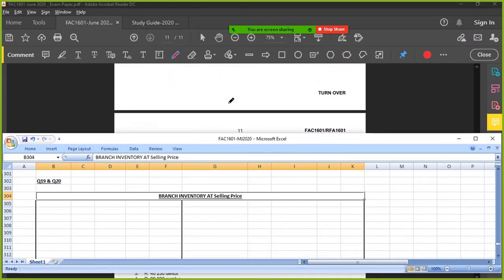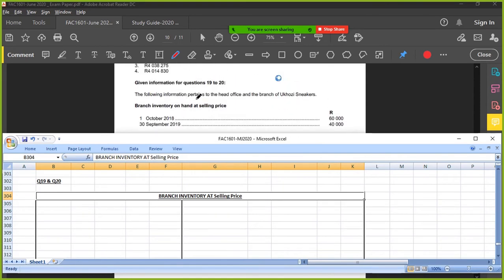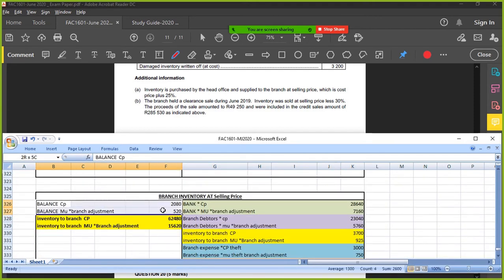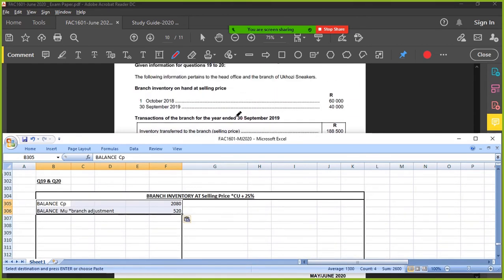Which of the following? Branch inventory on hand at selling price. We need to read the information. Inventory is purchased by head office and supplied to the branch at selling price, which is cost price plus 25%. Are you happy with that bit? Yes. So we're going to have to show the balance. What is the balance? Balance at selling price, beginning of the year, 60,000. So this is at selling price. So 60,000 times 100 divided by 125.